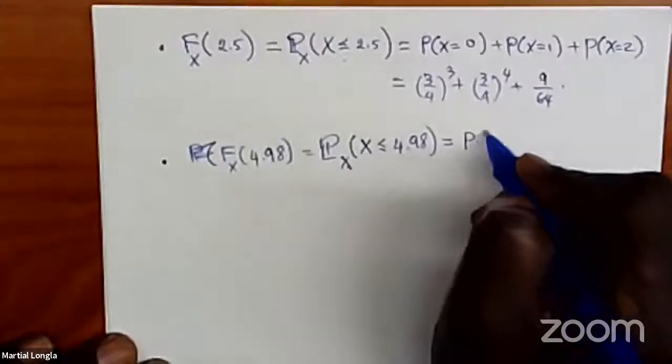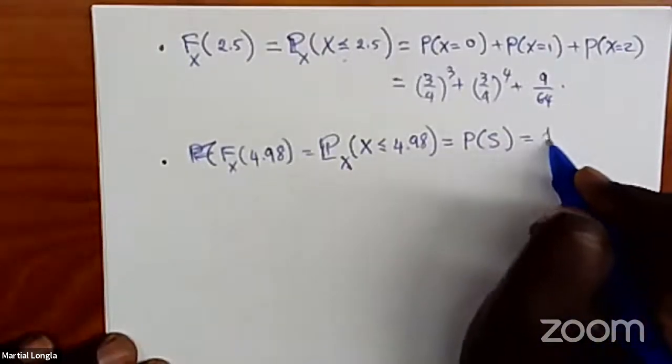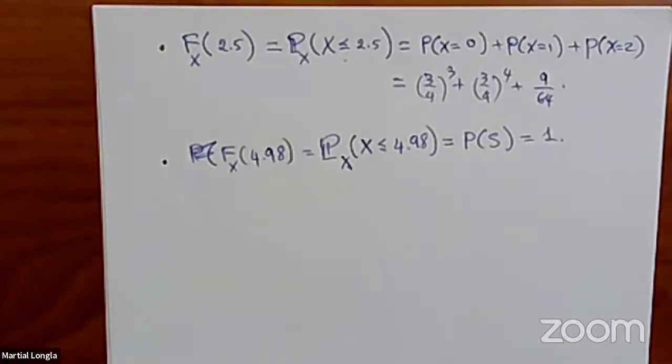That's the probability of S, and we know it's 1. So I don't even need to write it down and add. If I want to find the values of X that are less than 4.98, it's the whole sample space in that problem. So no need to write down the probabilities and add them, because I already know that the probability of the sample space is 1. Okay.